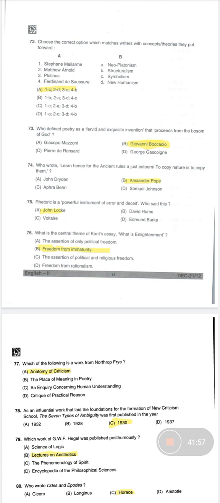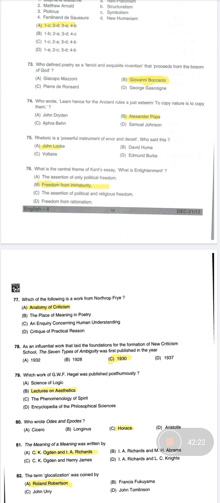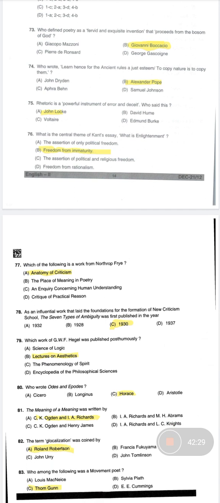Giovanni Boccaccio is the right answer. Giovanni Boccaccio thinks that poetry proceeds from the bosom of God. Okay. Question number 74. Who wrote "Learn hence for ancient rules a just esteem, to copy nature is to copy them"? Alexander Pope. He said to copy nature is to copy them, meaning if we are writing from nature, we are copying the ancients. It's said by Alexander Pope.